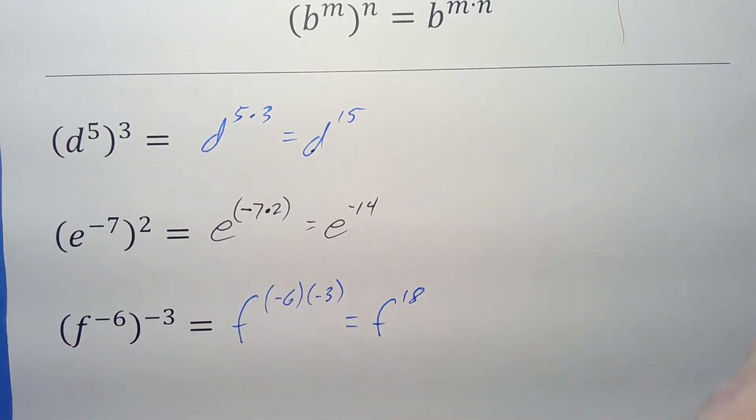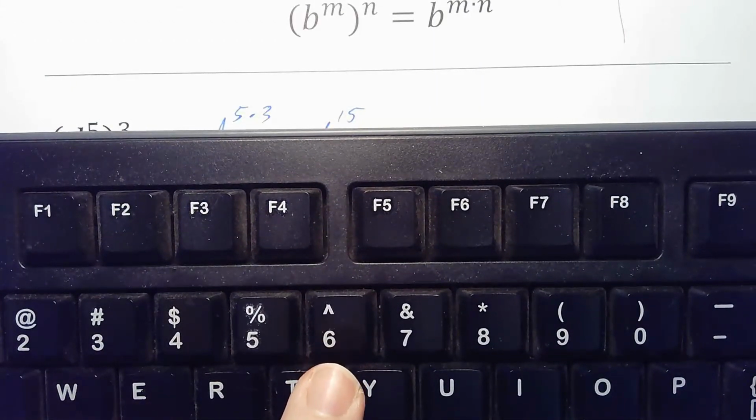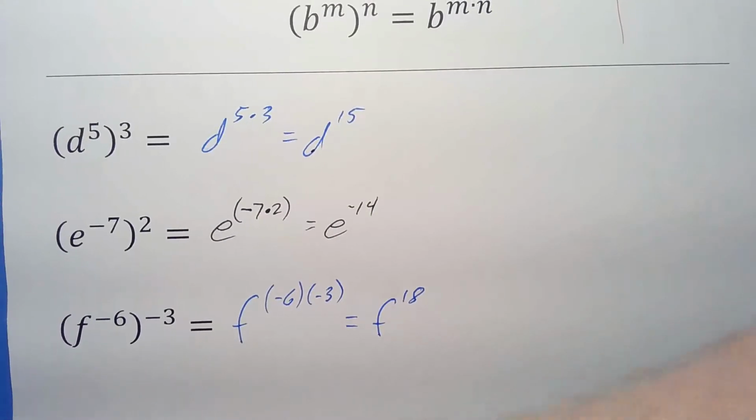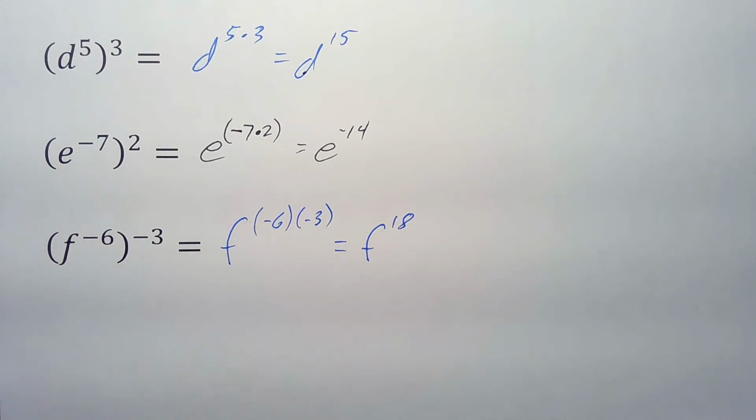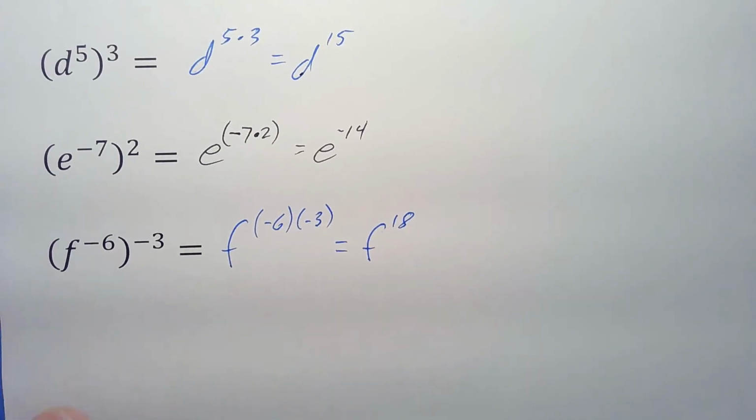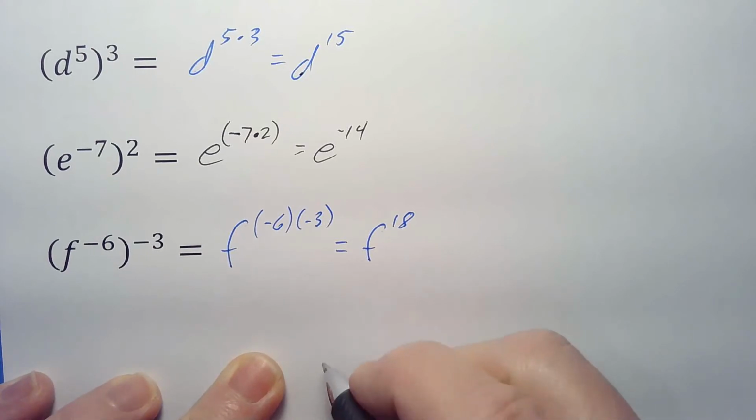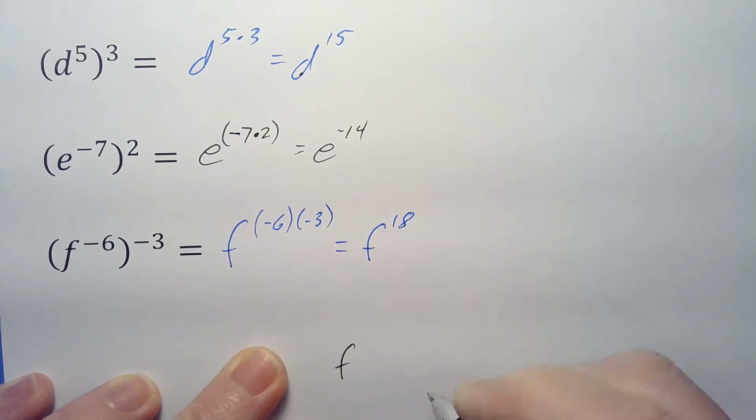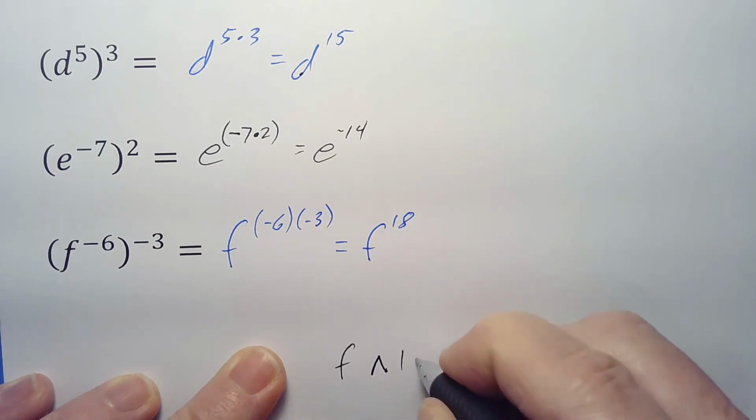One other thing you can do, I'll just pull out a keyboard here for a second. You can use the up arrow to represent an exponent. It's easy when we've got it on a piece of paper, but if I have to type this on a computer, for example if we're doing an IXL, you're probably going to want to use a little shortcut. For f to the 18, I could type that on a computer by saying f, and then I would type the up arrow and the 18.